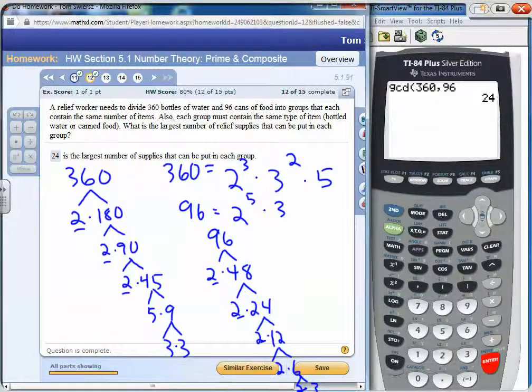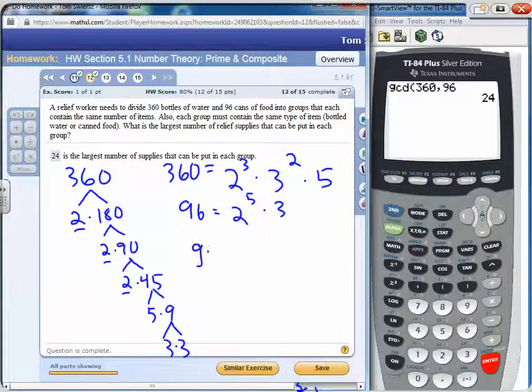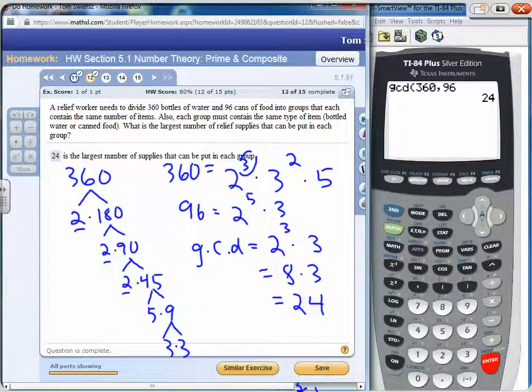And now remember, the GCD is the factors that are in both, the common factors. So for the greatest common divisor, they both have 2's and 3's, and you take the smaller exponent. So 2 cubed is the smaller exponent. The 3 here is just 3 to the 1st, which is smaller than 3 squared, so it's 3 to the 1st. So 2 cubed is 8, times 3. 8 times 3 is 24, which is the same correct answer we got using the calculator.